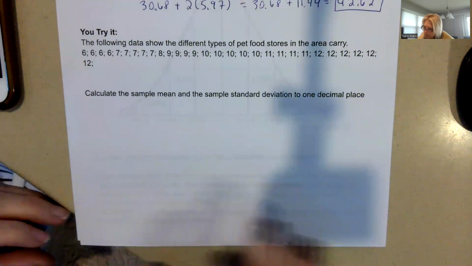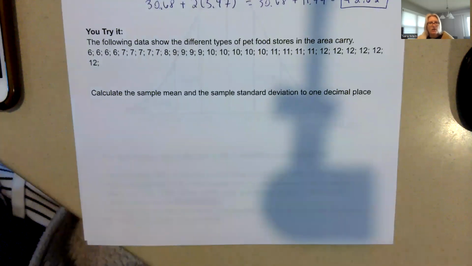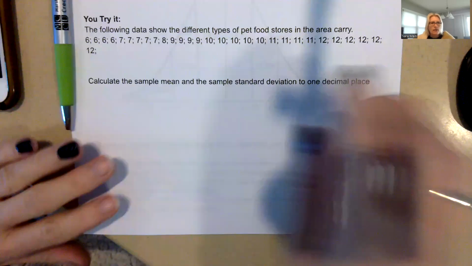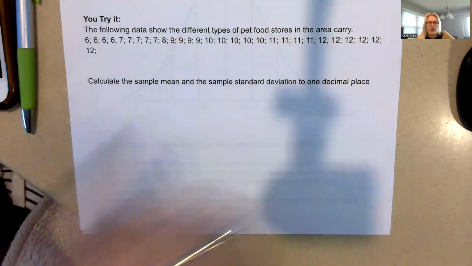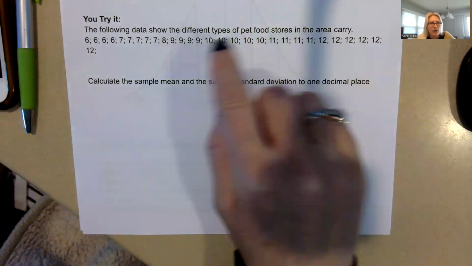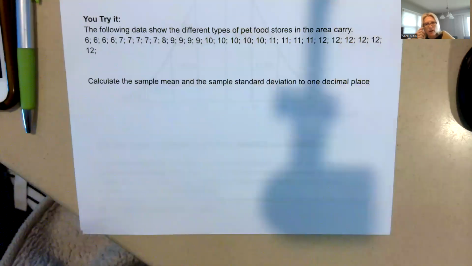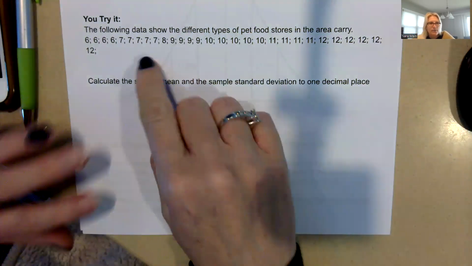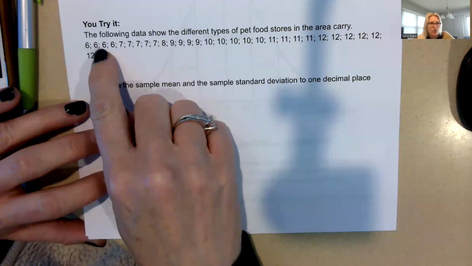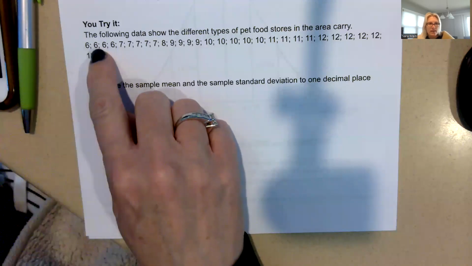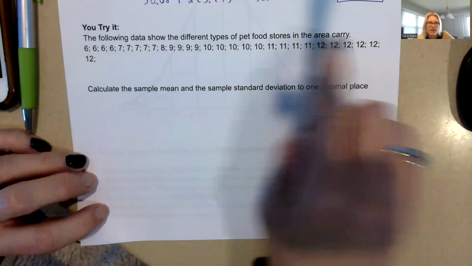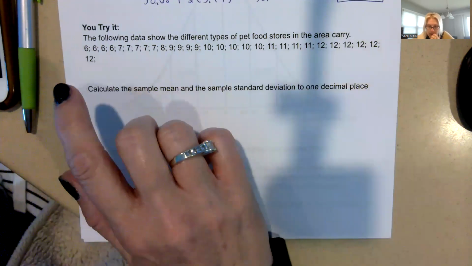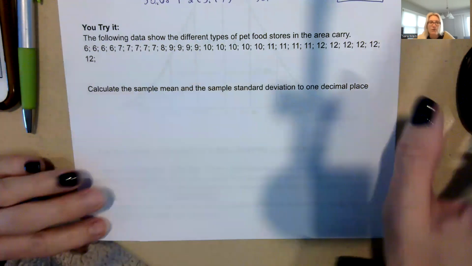Okay. The next data set that we're going to look at is a sample of different types of food at pet stores in the area. We want to know how many different types of pet food each store carries. So there are 1, 2, 3, 4 stores that carried 6 different pet foods. And there were 1, 2, 3, 4, 5, 6 stores in the area that carried 12 different types of pet foods. That's a lot.